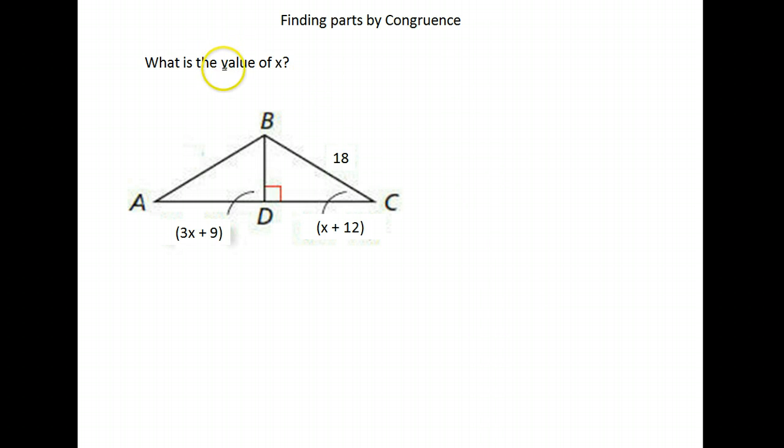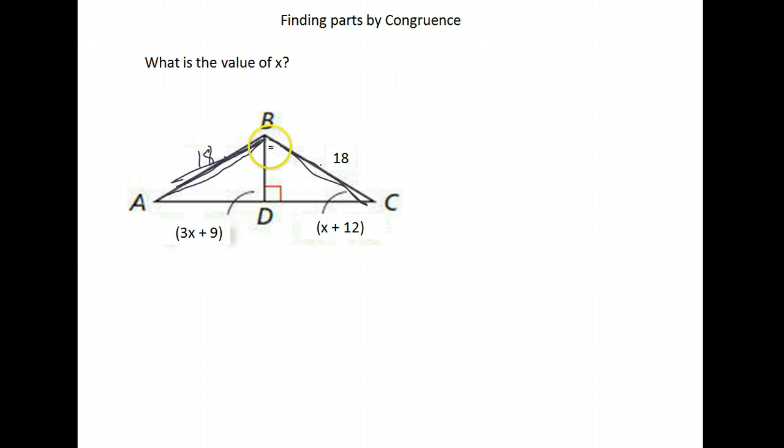Okay, again, here's an example of finding parts by congruence, and again, we know anytime two triangles are congruent, their corresponding parts are also equal. This asks what's the value of x, and I have two congruent triangles here, which tells me again that corresponding sides, so whatever AB is here should be the same as BC. Those are corresponding parts, so that tells me AB is 18. They didn't ask for that, but I could figure that out if they wanted.